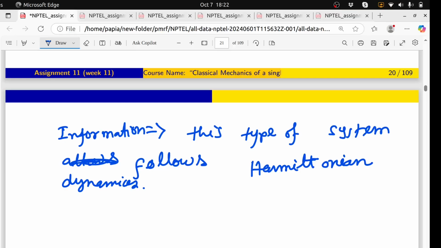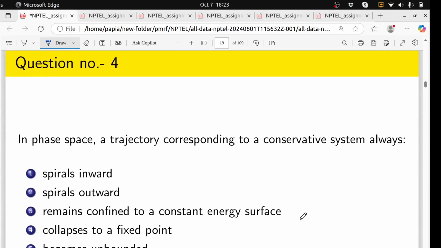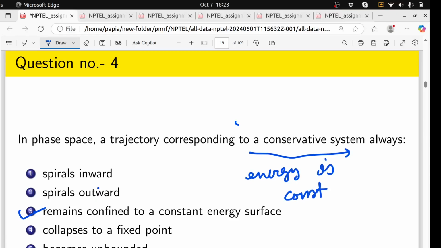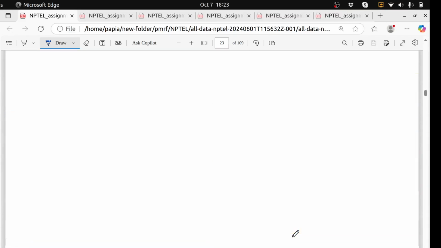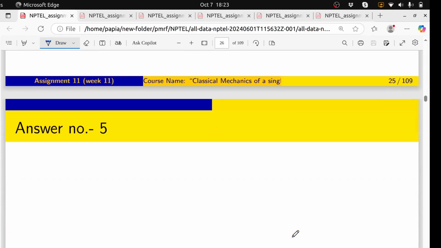So basically, the conservative system should have the phase space trajectory which remains confined to a constant energy surface. This is the correct answer, because for the conservative system the energy is constant. Okay. Now coming to the fifth question. At a fixed point, a particle always has. Okay, so what is the definition of a fixed point?